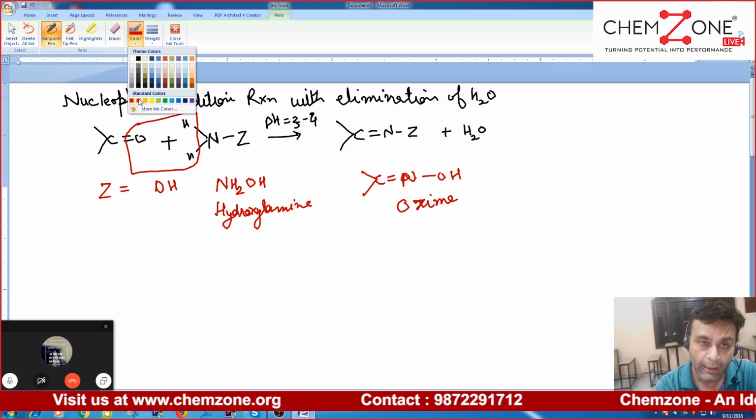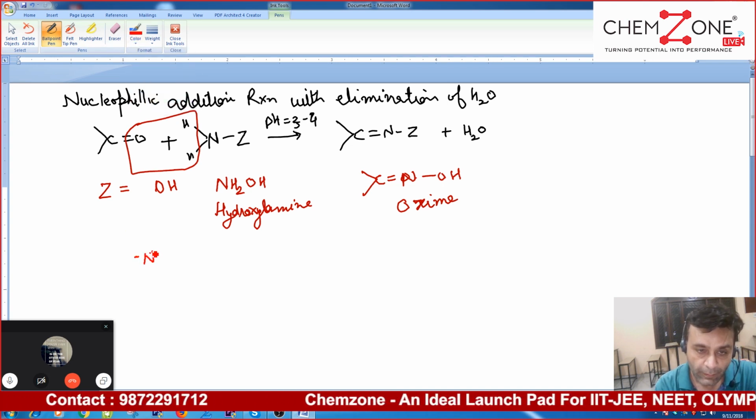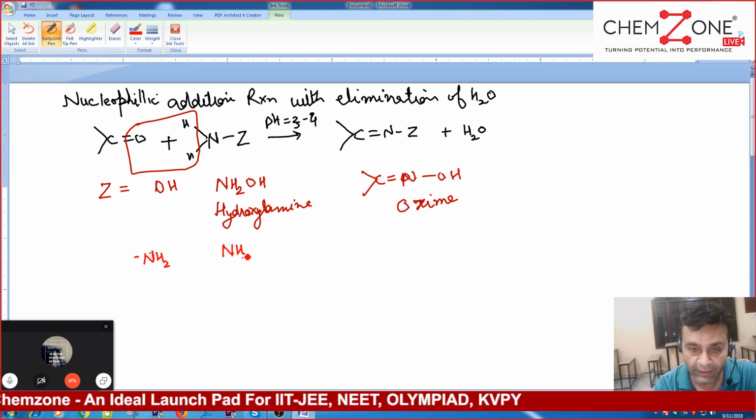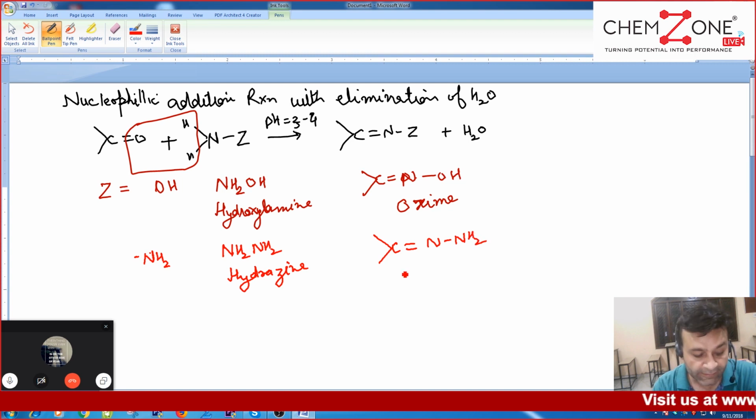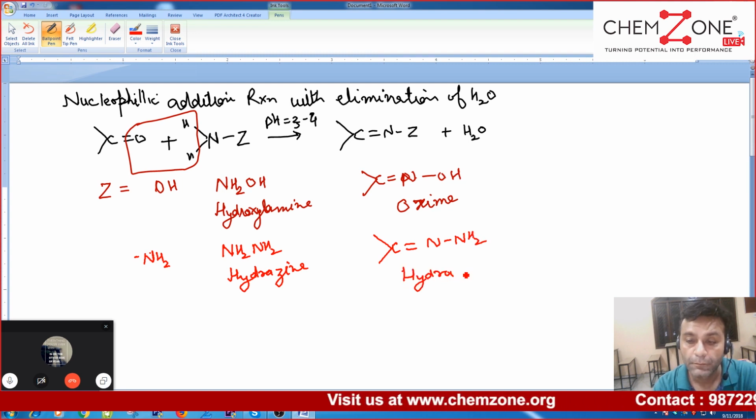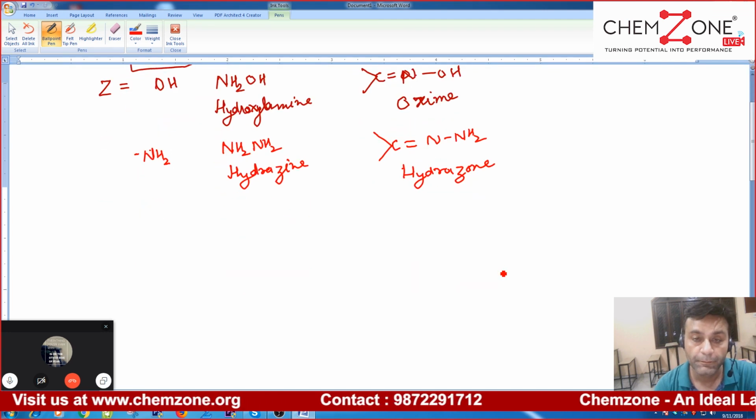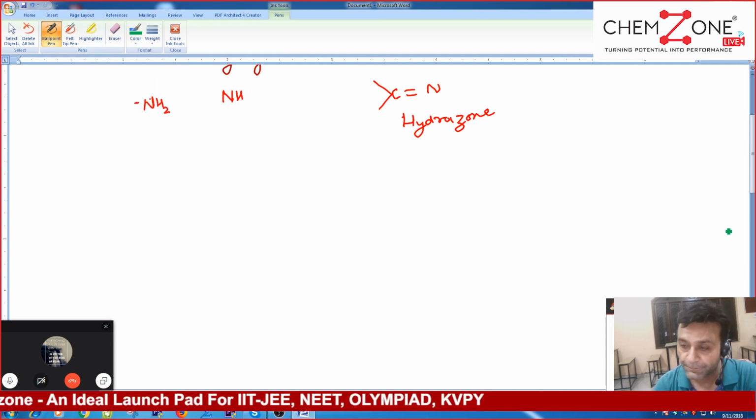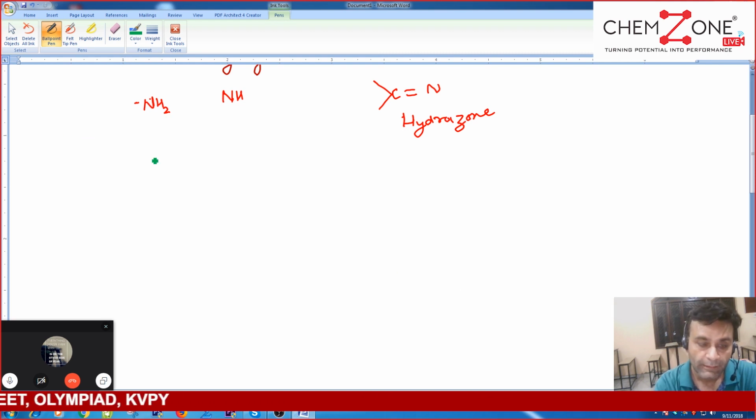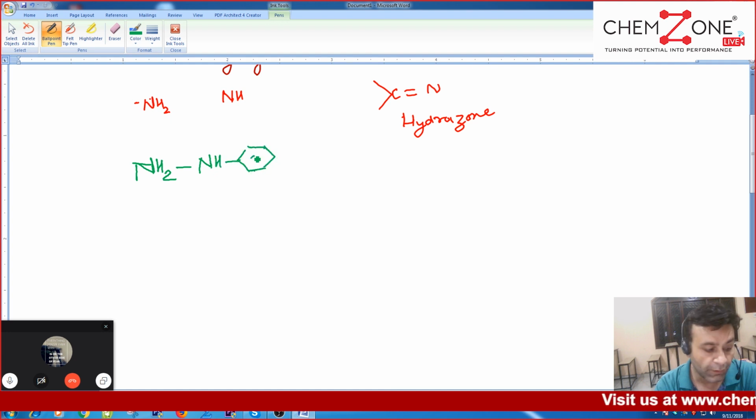And if this Z is NH2, then the reactant is NH2NH2. This is commonly called hydrazine, and it will form C double bond N NH2, and this is called a hydrazone. It's an addition product. And this Z can be NH with a benzene ring. We call it phenylhydrazine.